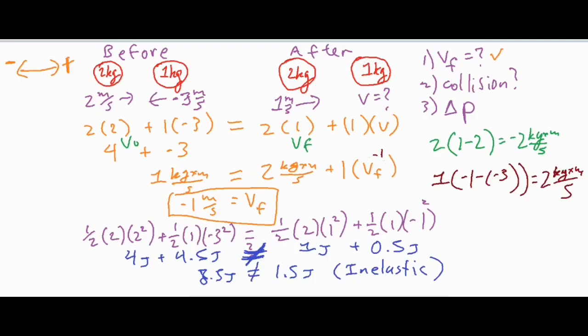So you would notice that they are the same number but different signs. And that is exactly what should happen if momentum is conserved. If one object loses 2 kilogram meters per second of momentum, then the other one should gain 2 kilogram meters per second of momentum. So the delta P for the 2 kilogram mass would equal the same thing as the other one, except different signs for the 1 kilogram mass. So that is another perspective you can take.